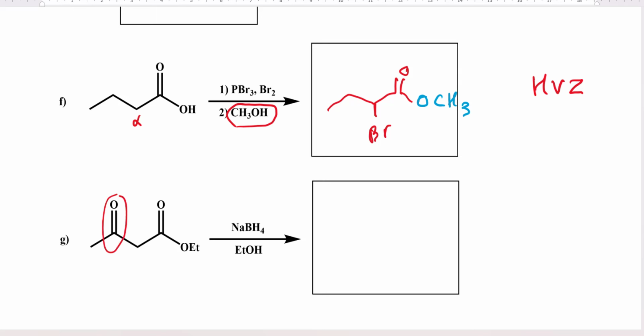The next reaction is a reduction. We have a ketone and we have an ester group. Sodium borohydride cannot reduce the ester, so all that can happen is reduction of the ketone. So the ester group remains unchanged, but the ketone converts to an alcohol.